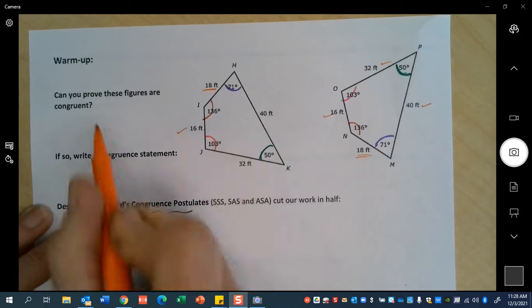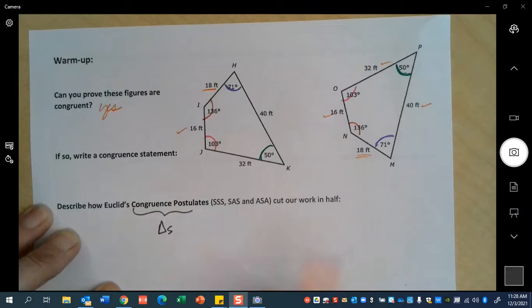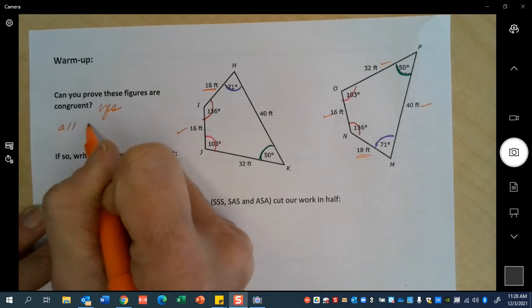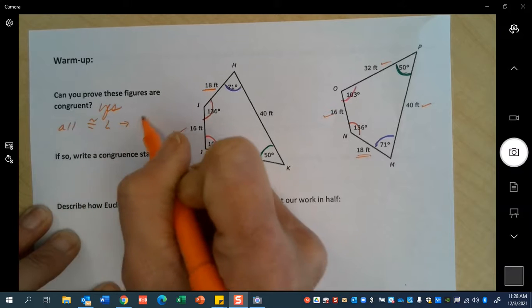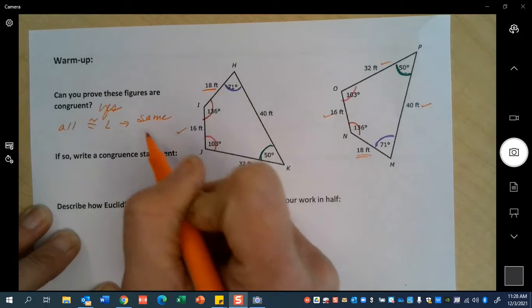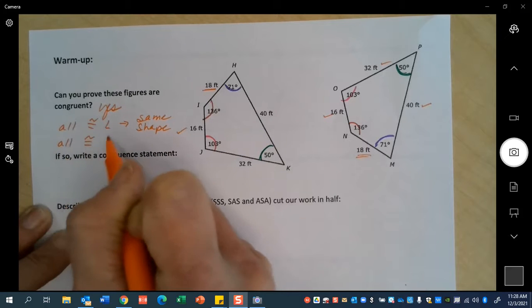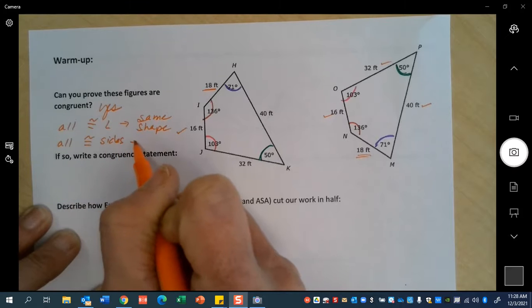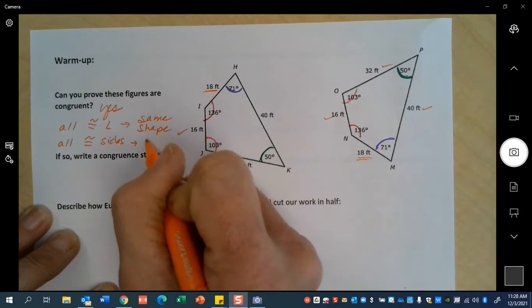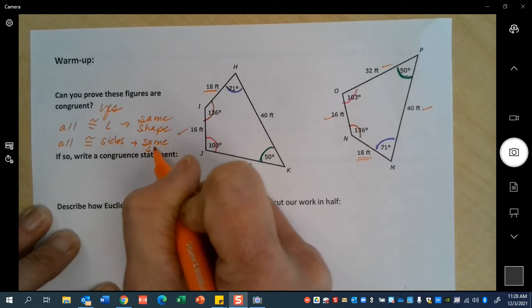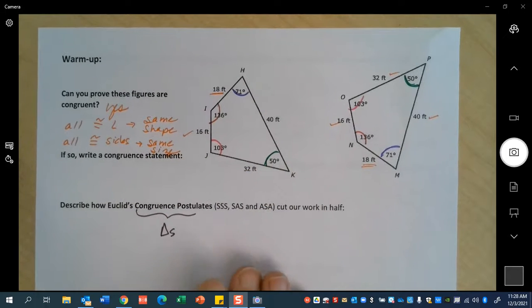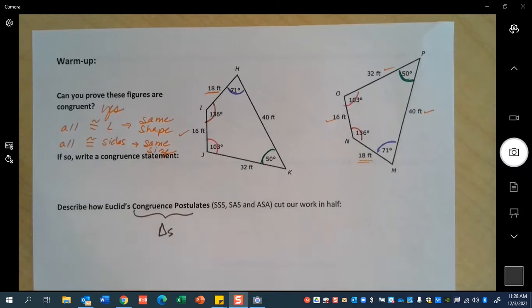So I definitely know that yes, I can prove these are congruent, because all congruent angles are going to prove that these two figures are the same shape, and all congruent sides are going to prove that these two figures are the same size. So can I prove it's congruent? Yes, I can. If I have four sides in my figure, I need four side lengths and four angles. I need 8 pieces of information.